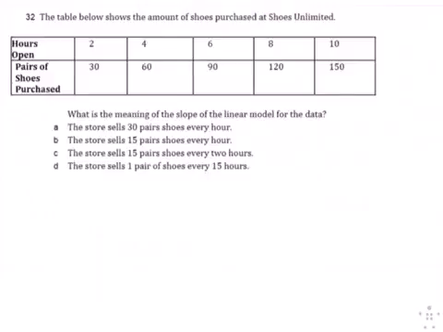32. The table below shows the amount of shoes purchased at Shoes Unlimited. What is the meaning of the slope of the linear model for the data? So, as long as it's linear and it changes at the same rate, you can find the slope without actually pulling out 2 points like we did earlier.